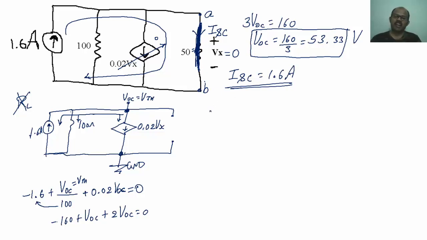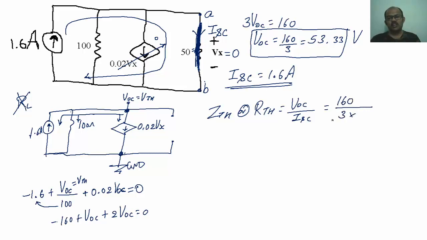So how can I define ZTH or RTH? The Thevenin's impedance is defined as VOC divided by ISC. What is the value of VOC? It is 160 divided by 3, divided by the short circuit current, which is 1.6. So the Thevenin's resistance is equal to 33.33 ohms.